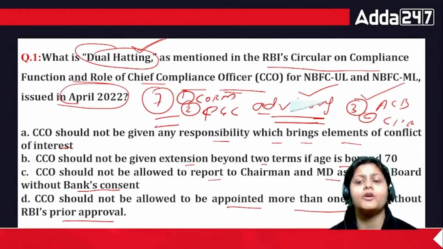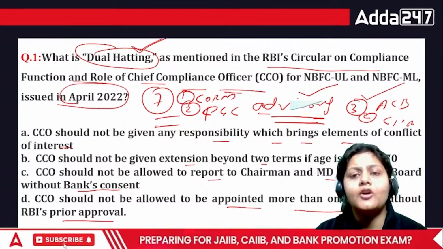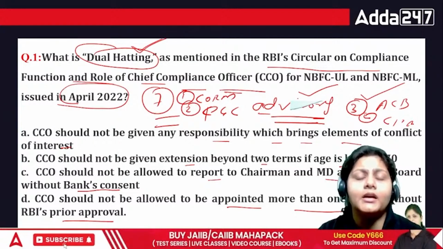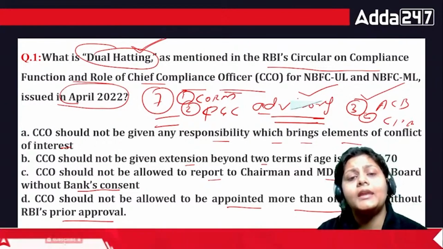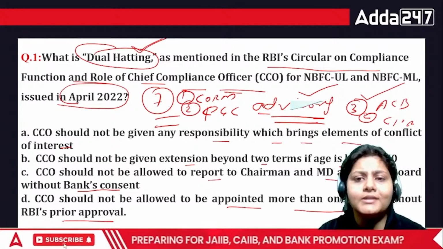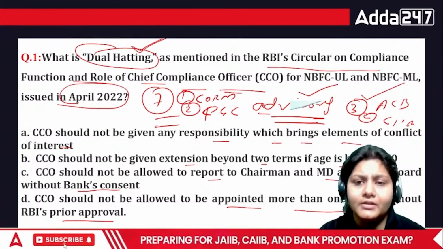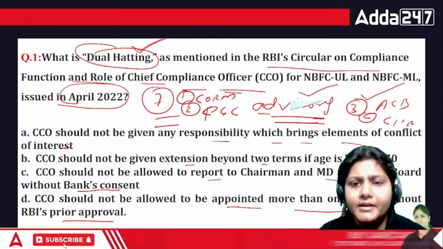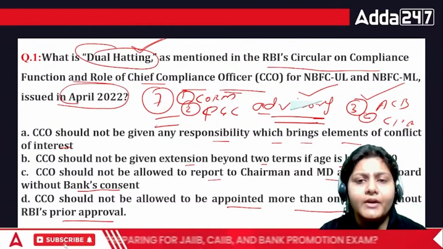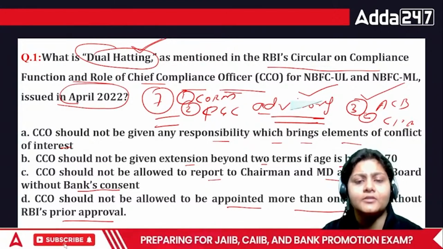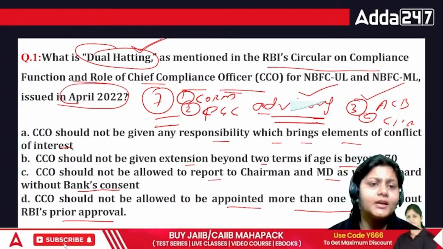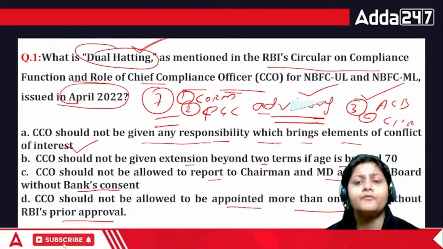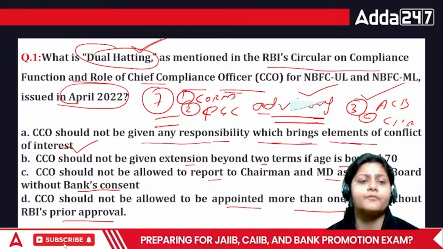So what is the meaning of dual heading? The meaning of dual heading is that one cannot be part of any other department or be given any other responsibility because of the conflict of interest, right? Because the role of the CCO is to identify the irregularities, to identify the discrepancies in the system. So option A is the correct one. CCO should not be given any responsibility which brings an element of conflict of interest.